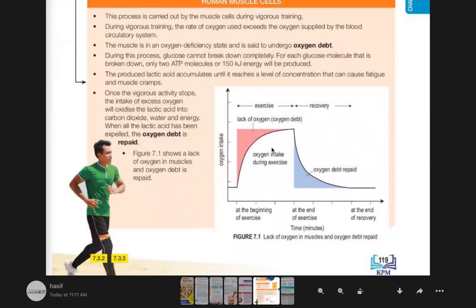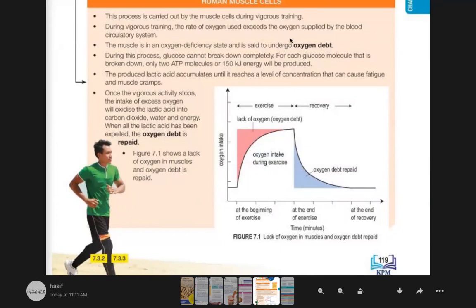Maksudnya kat sini, bila awak melakukan exercise, the amount of oxygen you require is higher. Bila awak melakukan aktiviti cerdas, macam sebagai contoh awak nak berlari dan sebagainya kan, mestilah awak perlukan oksigen dalam kuantiti yang lebih banyak daripada biasa. Sekarang ni awak duduk biasa, awak duduk relax kan, awak tak buat apa-apa. So condition oksigen tu adalah normal. Tapi bila awak berlari, awak jogging dan sebagainya, oksigen yang diperlukan tu adalah lebih besar berbanding daripada yang biasa. Sebab itulah muscle awak ni dia akan undergo oxygen debt.